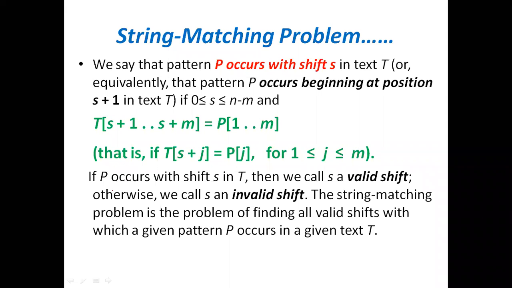T[s+j] equals P[j], for j between 1 and m. If P occurs with shift s in T, then we call it a valid shift. That shift in which there is a match of the pattern with the substring is called a valid shift. Otherwise, it will be called an invalid shift.